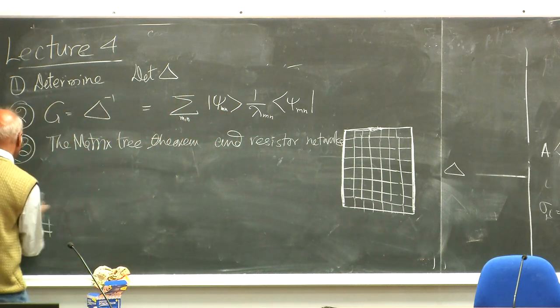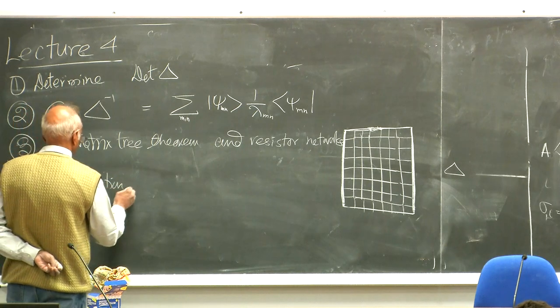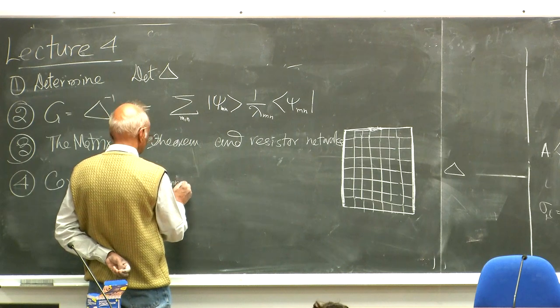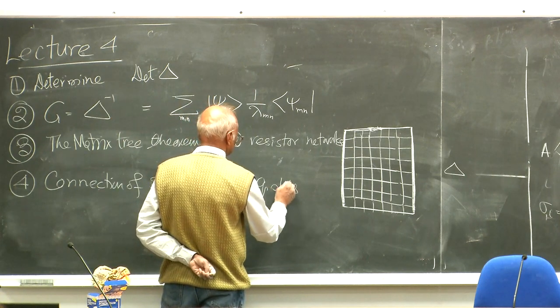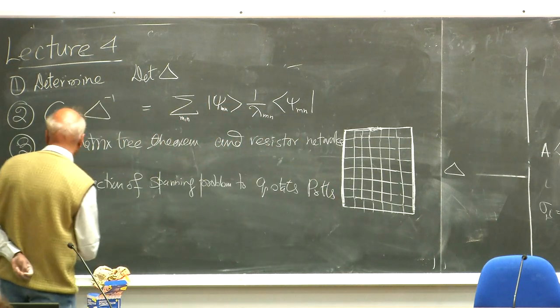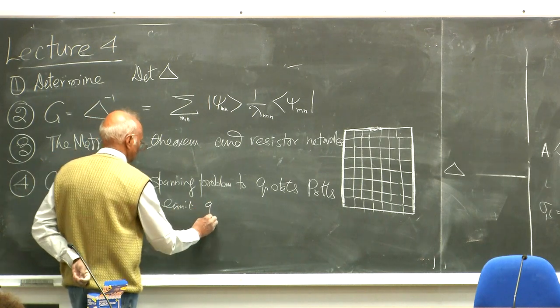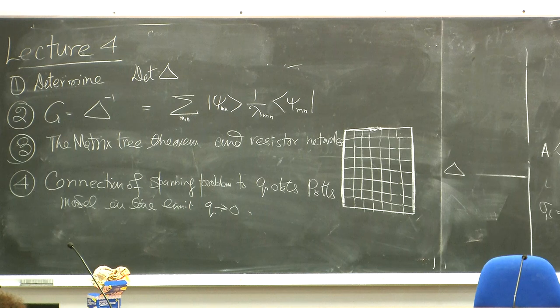Okay, and now we want to do something called number 4, which is the connection of the spanning tree problem to the Q-state Potts model in the limit. So this is a mouthful of words, but anyway, we are going to define what a Q-state Potts model is, and then we will take the Q goes to zero limit, and show that it is the same as the spanning trees problem. And by inference, it is the same as the sandpile problem that we are studying.